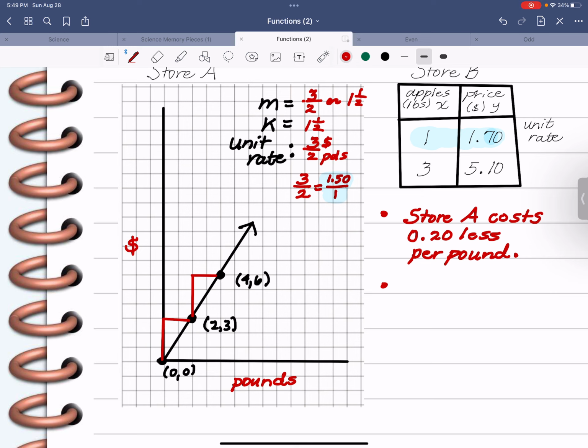The second thing says to describe a way you could answer this question without calculating the cost of 5 pounds of apples at either store. Well, we just did it. If we find the unit rate for each store, we know which store is cheaper because both denominators are 1. So find the unit rate for each store. And then compare the unit rates.